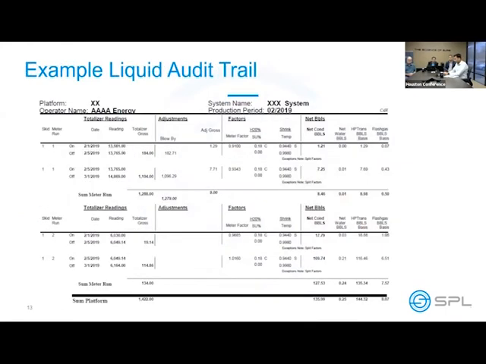Bill, you want to take us through the audit trail, sir? Sure. So this is just a representation of how we would essentially account for those factors that Dave was just mentioning.